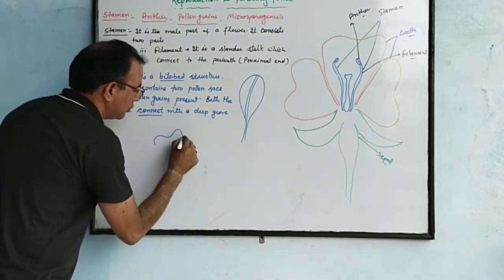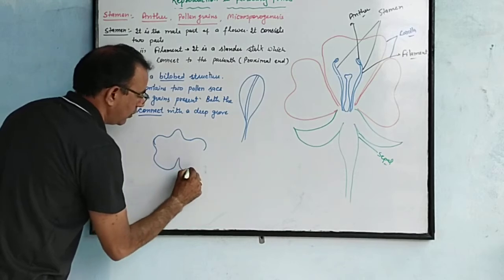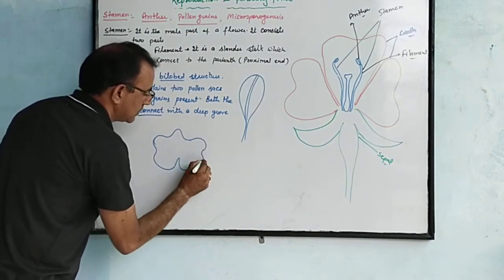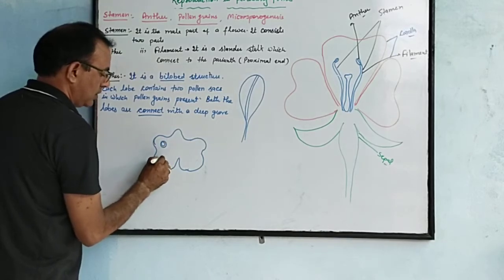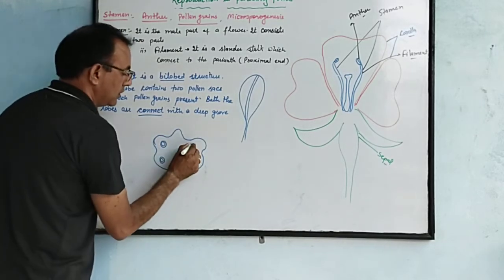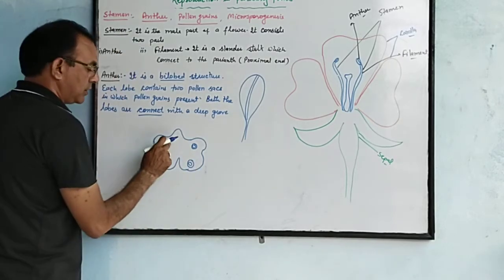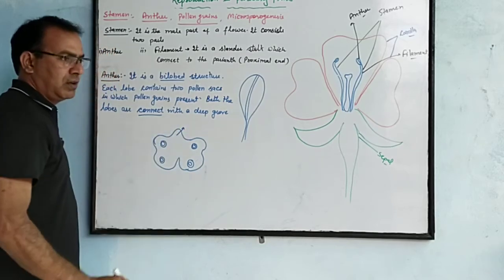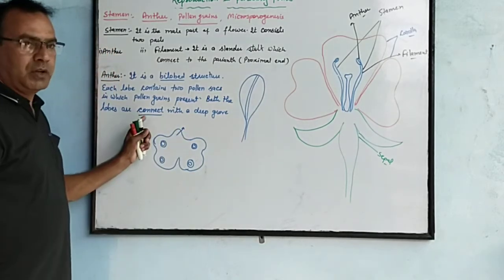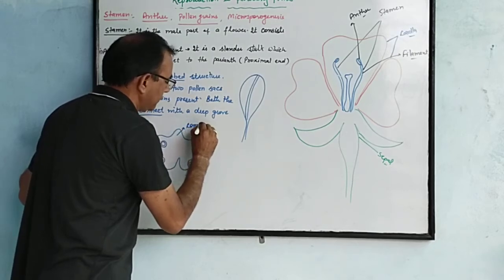Each lobe consists of a deep groove. This is the first lobe, this one is the second lobe. Each lobe consists of two pollen sacs. First lobe, second lobe, so there are two pollen sacs. Both the lobes, the right and the left, are connected, attached with a special tissue called connective.